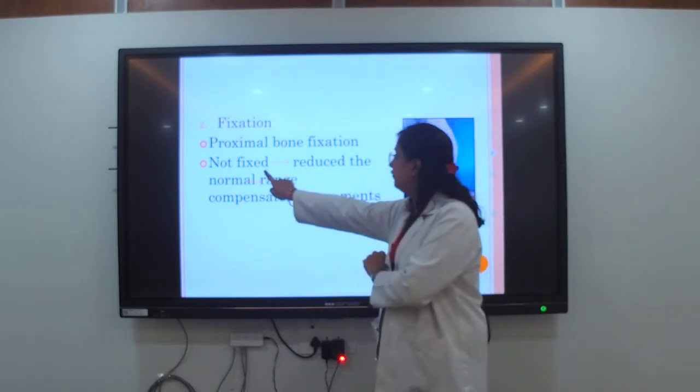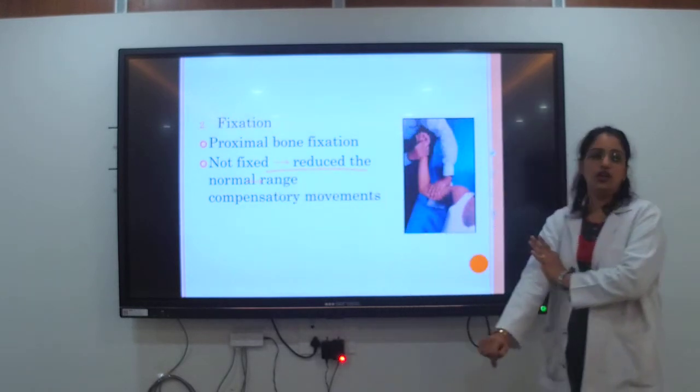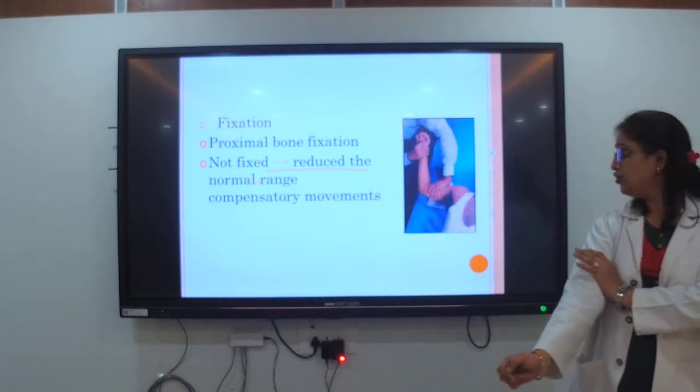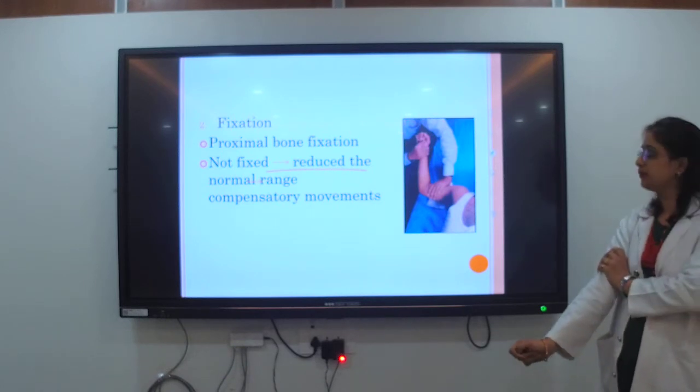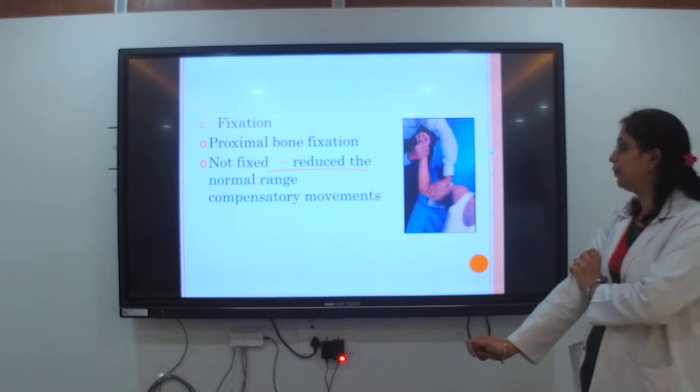If it is not fixed, then your range of motion is reduced, and you will not get good results. So you have to fix the proximal bone.